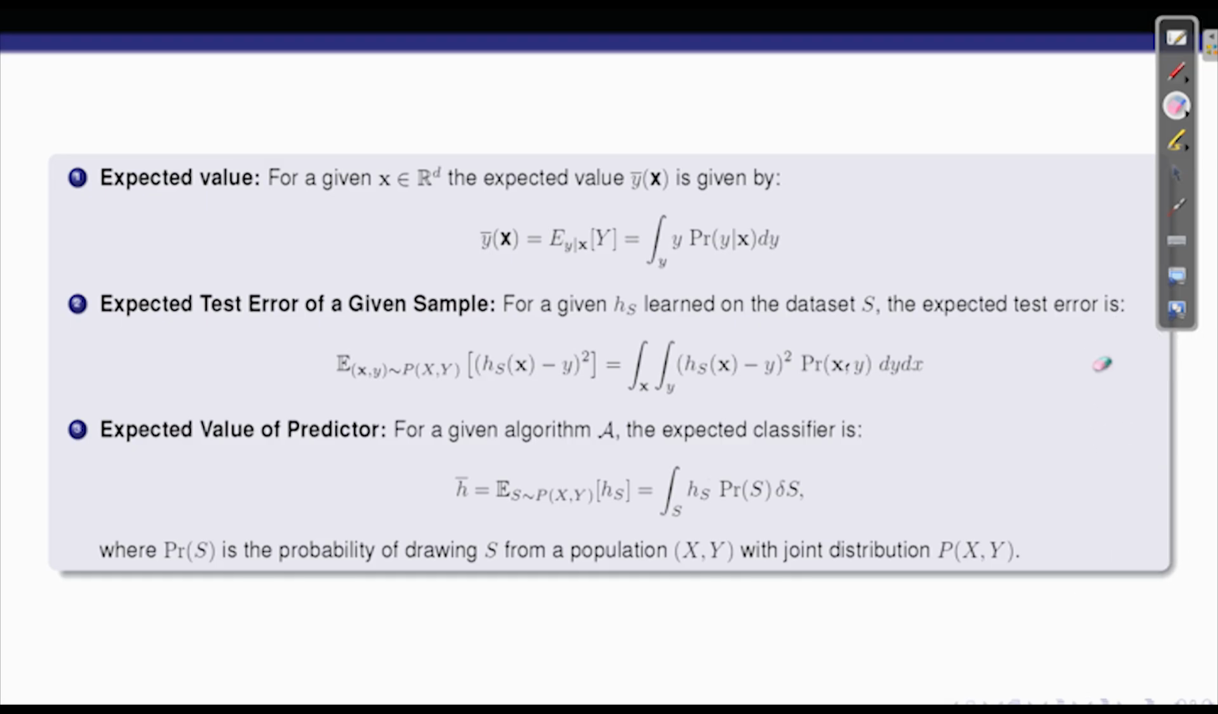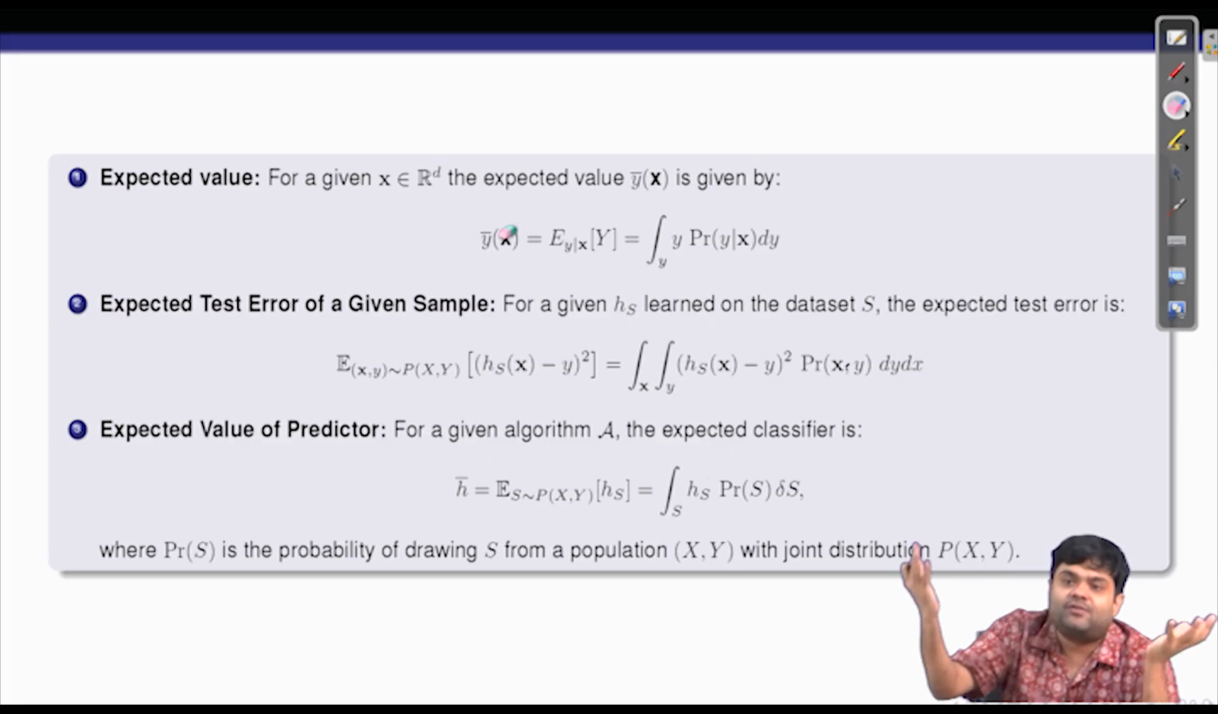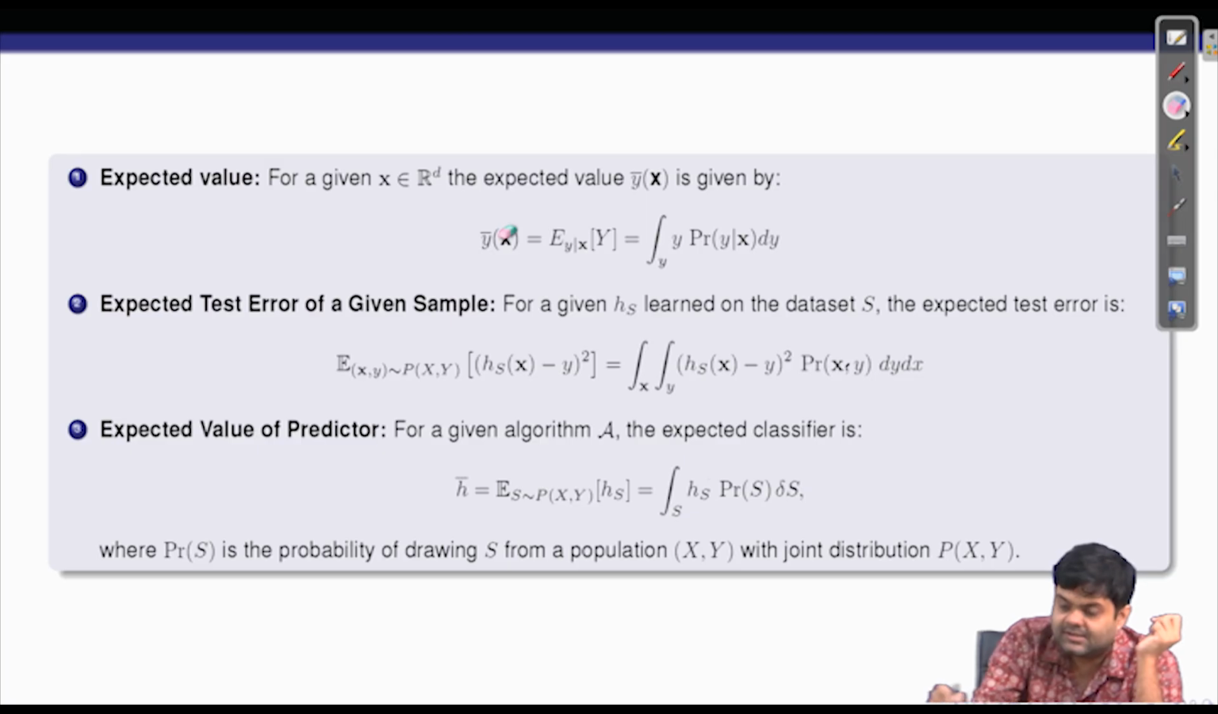So, y bar x is the expected value of y given x. For a fixed value x, you know it's a joint distribution of x, y, you take for a fixed x, what are the values y can take, their average, that is y bar x.